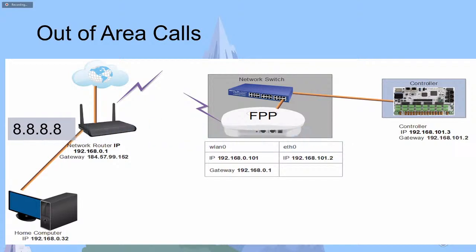The router receives the request and sees that it isn't on its local area network or its wide area network, which is the 192.168.0.1 or 184.57.99.152. So it passes it to its gateway, which ends up sending it out to the internet.